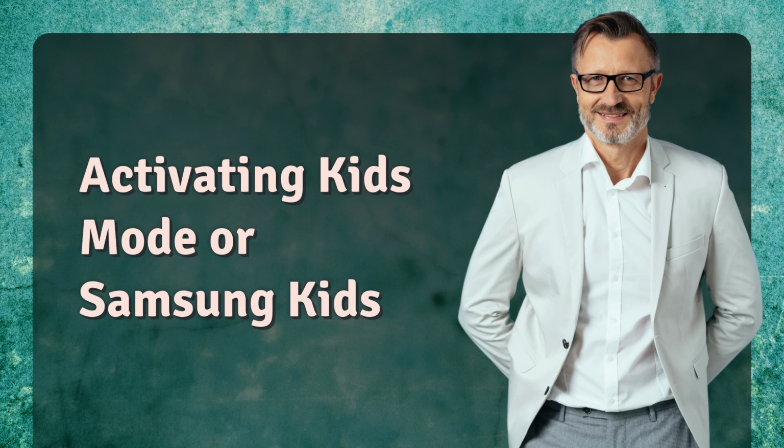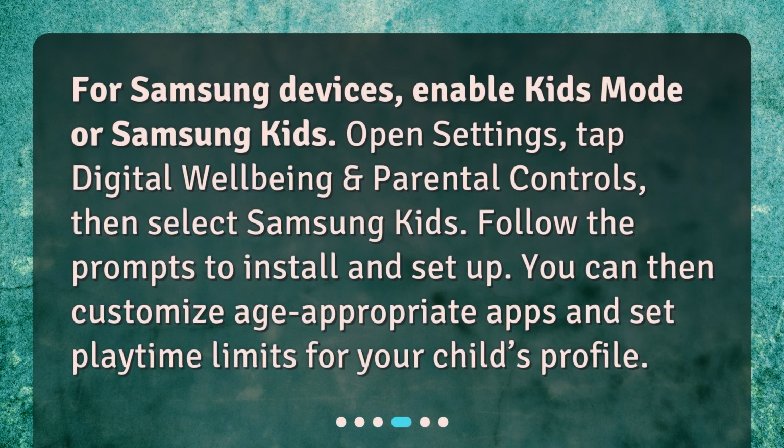Activating Kids Mode or Samsung Kids. For Samsung devices, enable Kids Mode or Samsung Kids. Open Settings, tap Digital Wellbeing and Parental Controls, then select Samsung Kids. Follow the prompts to install and set up. You can then customize age-appropriate apps and set playtime limits for your child's profile.